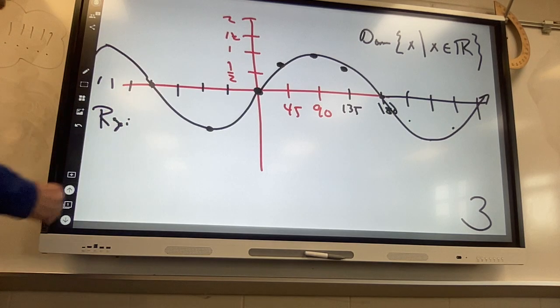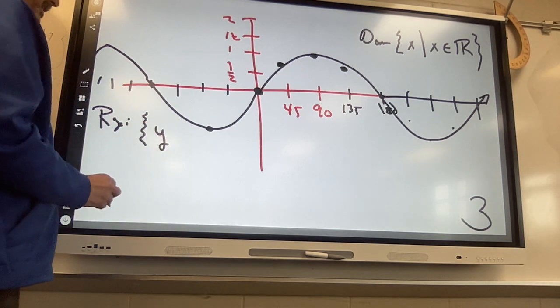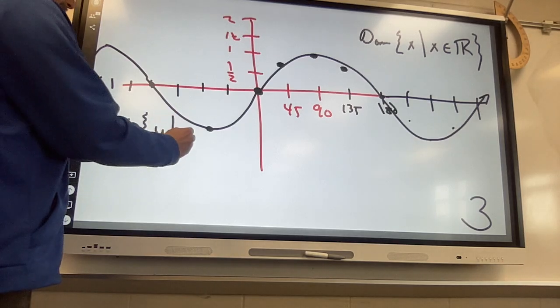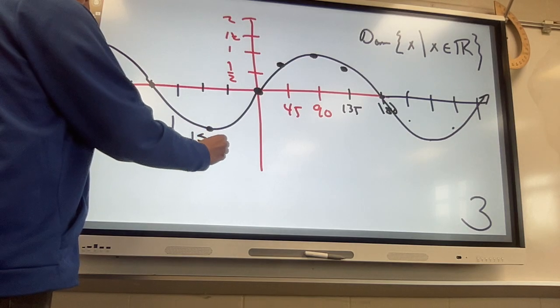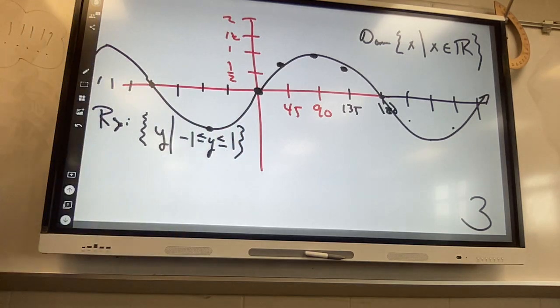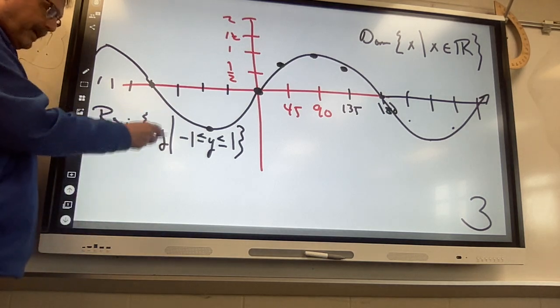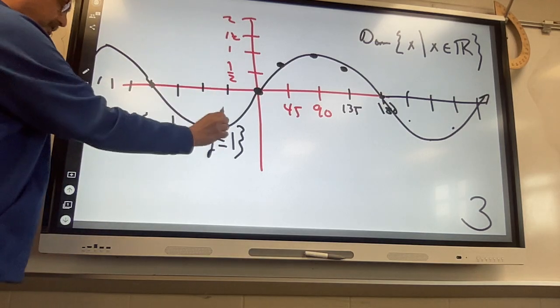If you'd please write the following. Little bracket, y, such that -1 less than or equal to y less than or equal to 1, close the brackets. Little brackety thing, a y, an up and down segment, -1 less than or equal to y less than or equal to 1.